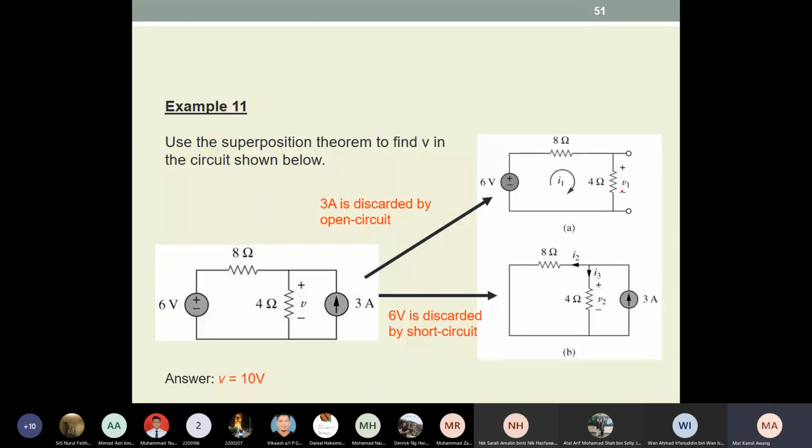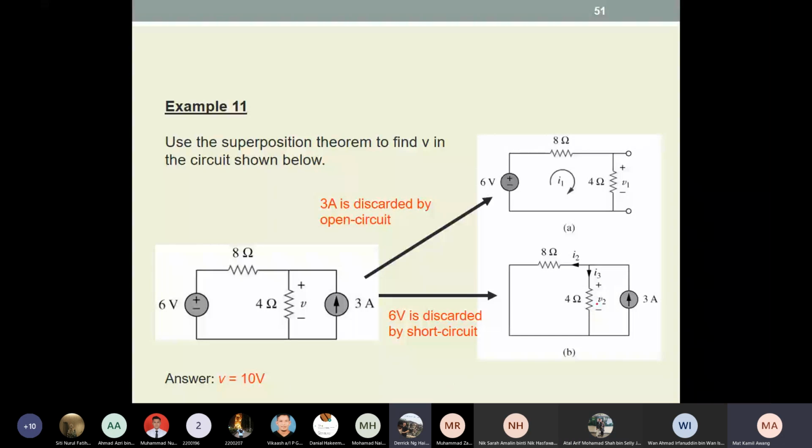Yes, 2 volts. So with respect to this, what about this one? What is the current flowing across this one? You use a current divider. So 3 multiplied by 8 divided by 12, that is 2. 2 multiplied by 4 is 8. So 8 plus 2, 10. 10 volts. So that is the answer.